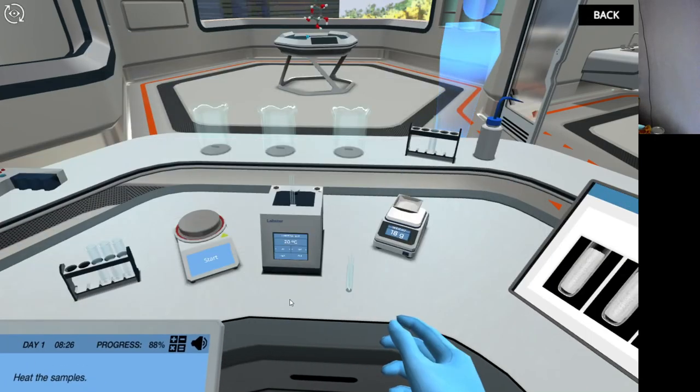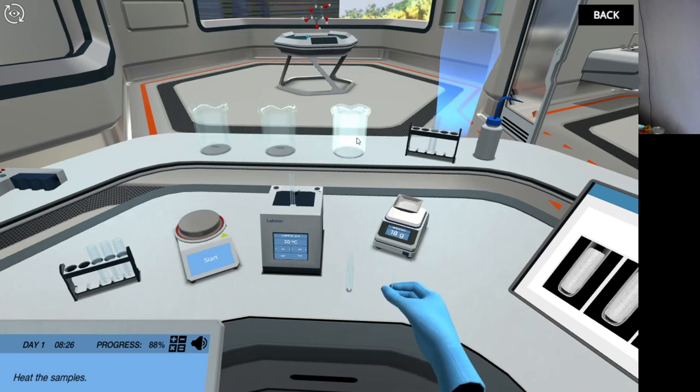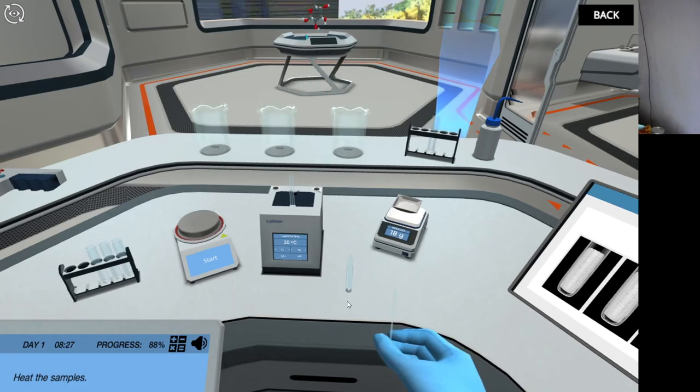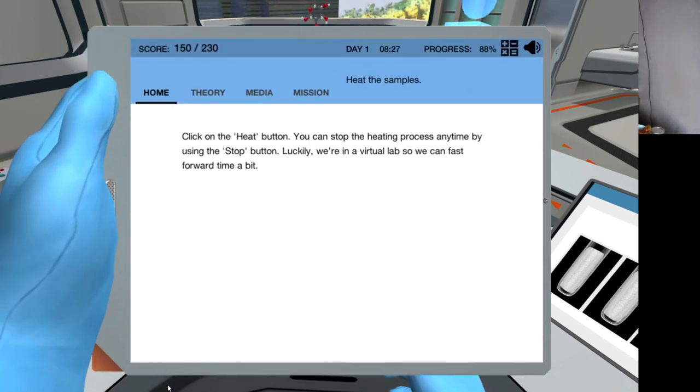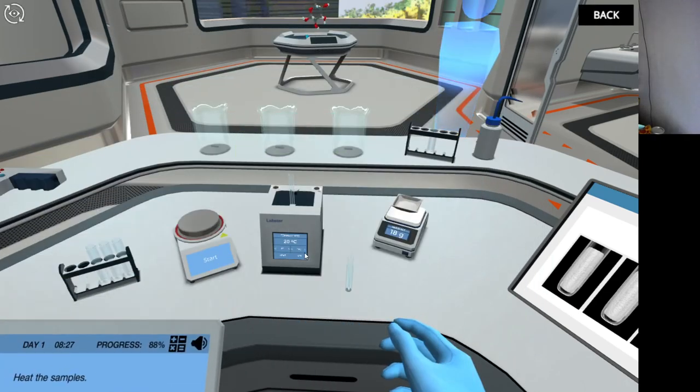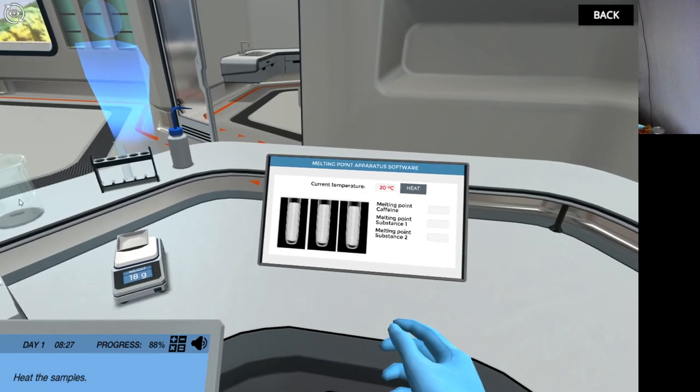Heat the samples. So let's see. That's substance 1. Substance 2. I get one more for the last one, don't I? No? Okay. Use this machine to heat up and determine their melting point. Lots of caffeine powder, substance 1. Click on the lab pad for more information. Click on the heat button to stop the heating process. Luckily we've got our virtual labs, so we can fast forward time a bit. Right, the heat button.